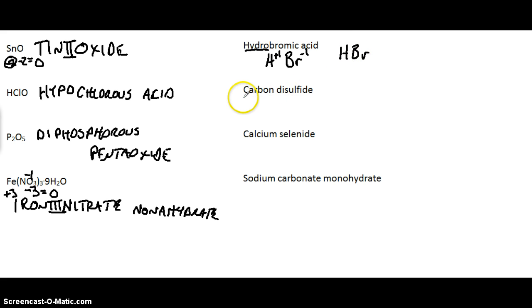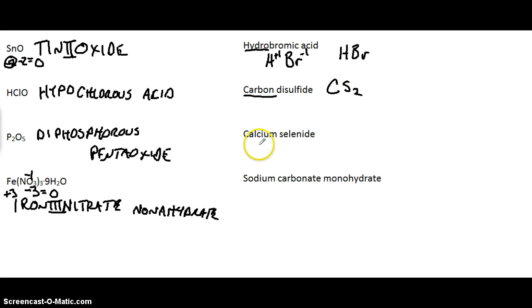Carbon disulfide, this is a non-metal. It is to the upper right side of the line, so I'm using these prefixes. There's no prefix on this first one, so that means there was only one carbon. Di is the prefix for 2, so that means there were 2 sulfurs, so that's going to be CS2.